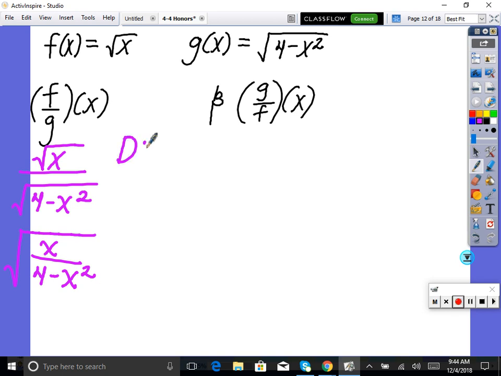Now just a reminder, if we have a radical, isn't it true that what's under the radical, which is x over 4 minus x squared, needs to be greater than or equal to 0? Is that our true statement? Yes. Now this is a rational inequality, which we tested on a couple tests ago, which was kind of harder. So let's remind ourselves how to do it.